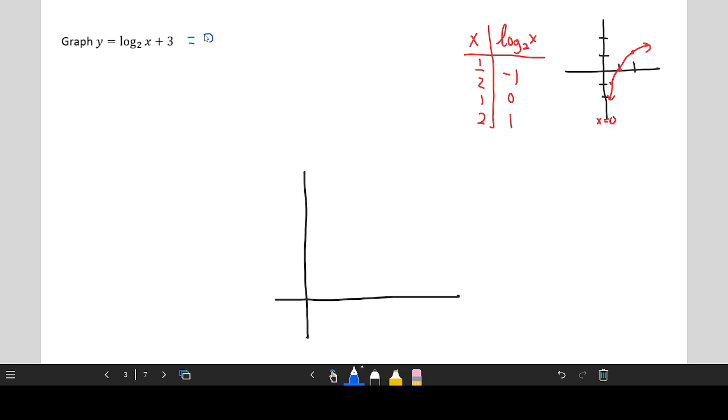Some books will write it like this just to kind of make it a little bit more obvious that it's outside the function.